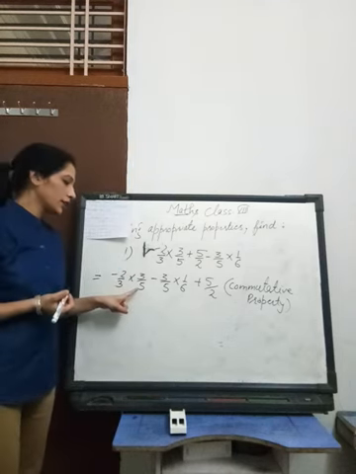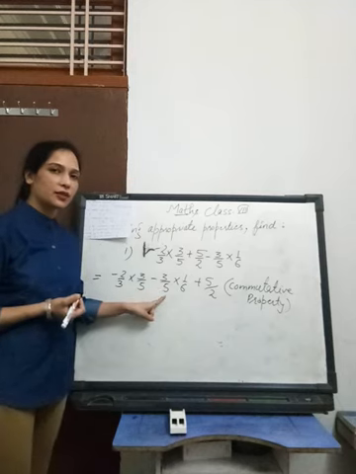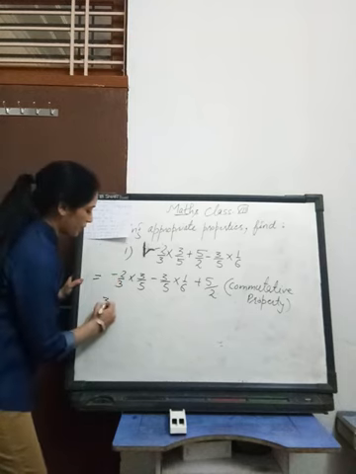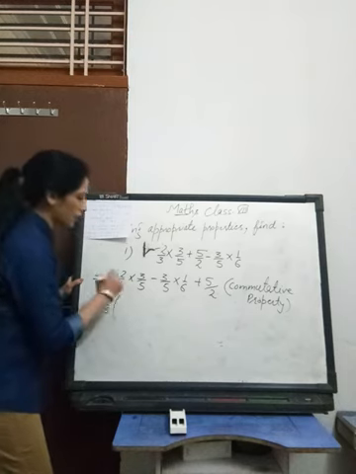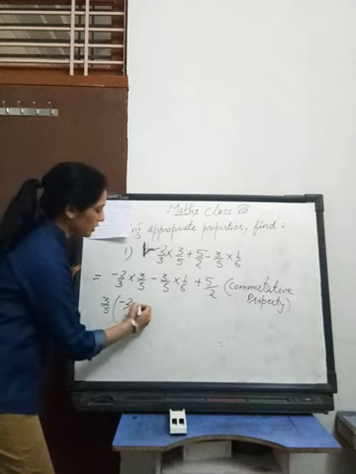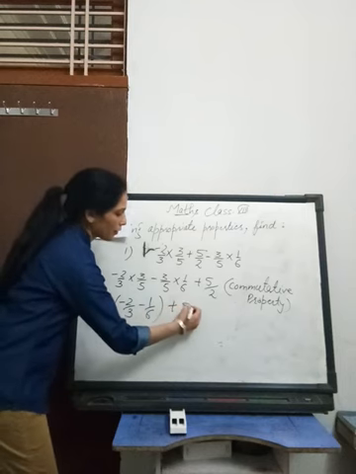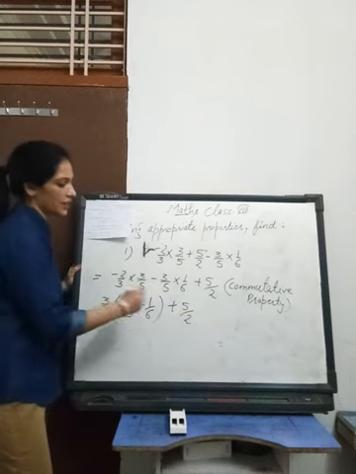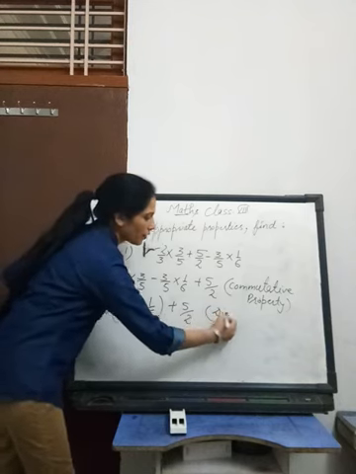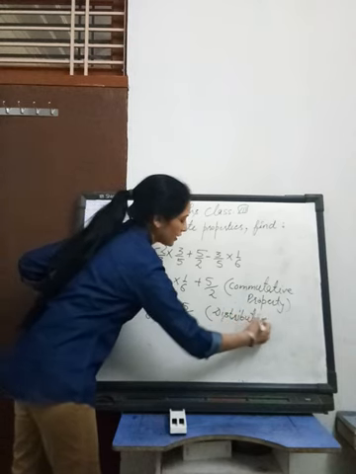Now look here, 3 upon 5 is in the very first term and 3 upon 5 is in the second term. So I can take 3 upon 5 as a common rational number from these two terms. Minus 2 upon 3 is left over here, and from the second term minus 1 upon 6 is left, and the last term 5 upon 2 I write as it is. And which property did I use over here? This is the distributive property, isn't it?